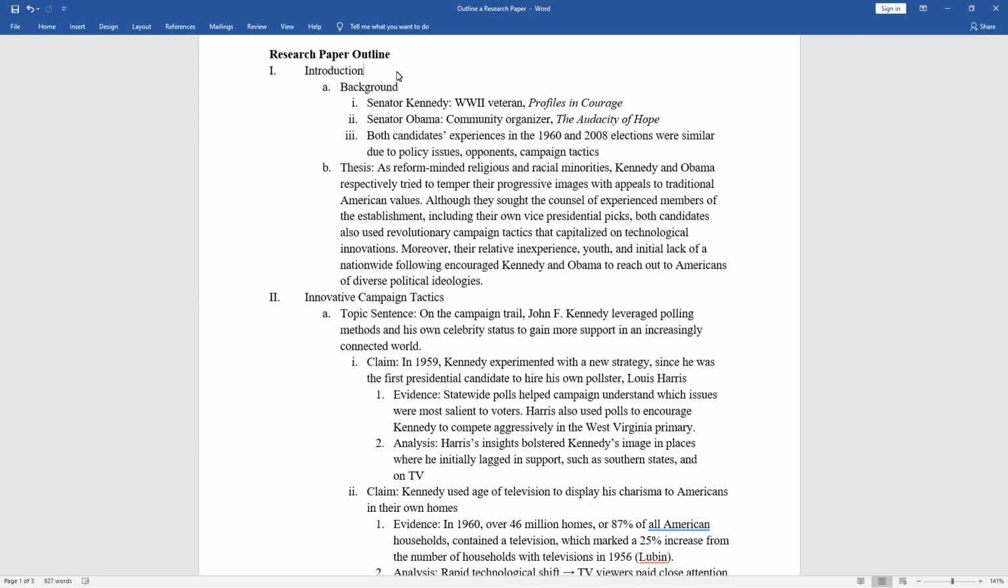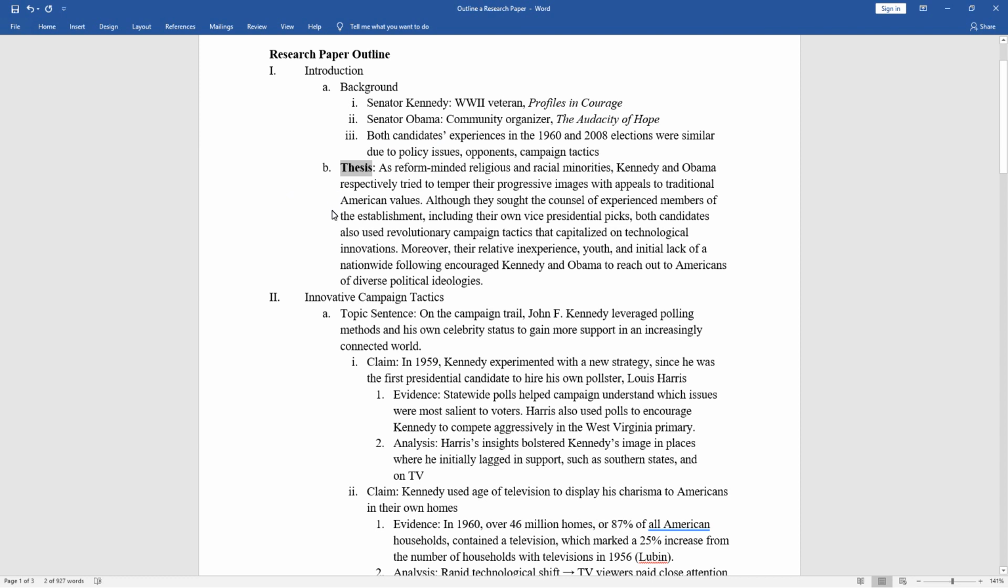Now let's see how I outlined specific parts of my research paper. I started out with my introduction, and I included some background information on Senators Kennedy and Obama before they became president, but note that the purpose of my paper was not to provide biographies of these two candidates. Rather, I was hoping to analyze their campaigns and the factors leading to their success. And after I included this information, I put my thesis in my introductory paragraph outline.